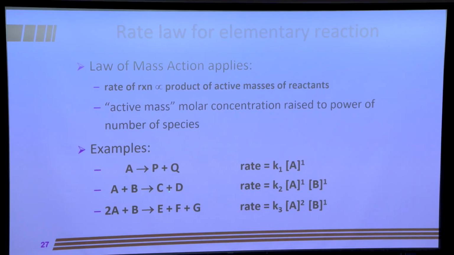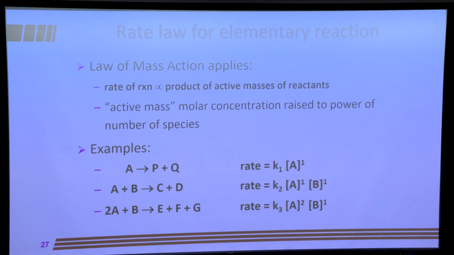If we have A plus B giving us C plus D, the rate is equal to the rate constant times the concentration of A to the power of 1 times B to the power of 1. And we have this reaction 2A plus B giving us E, F, and G. The rate is equal to the rate constant, the third order rate constant, I should say, times the concentration of A to the power of 2 times B to the power of 1, right?